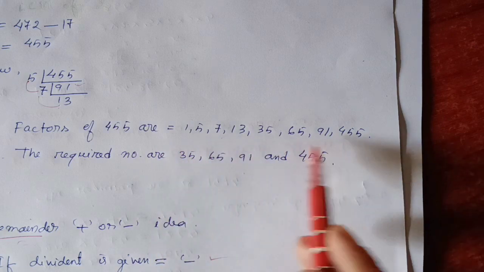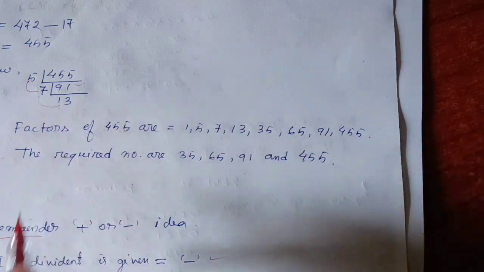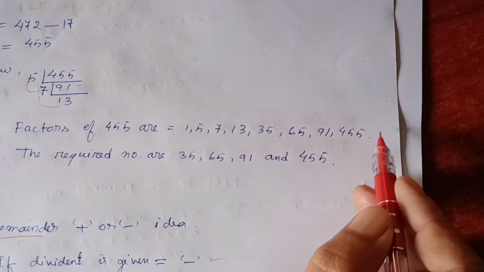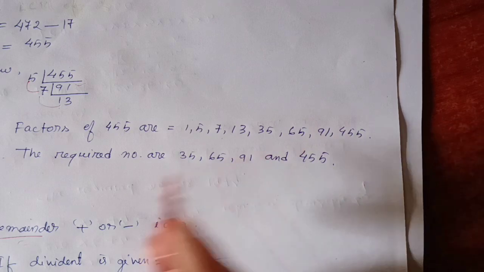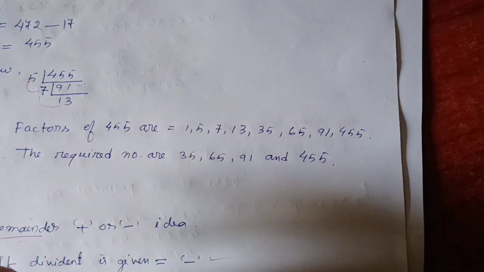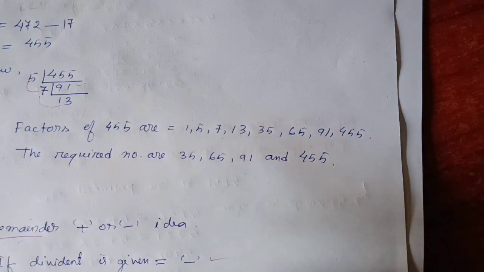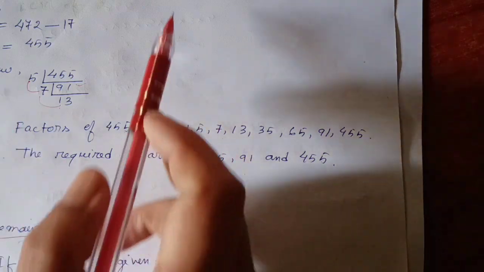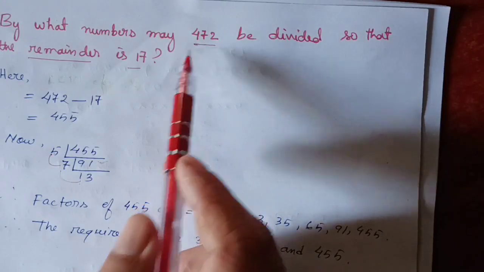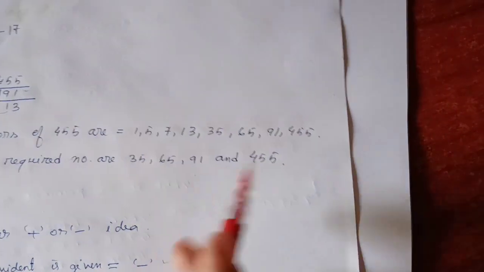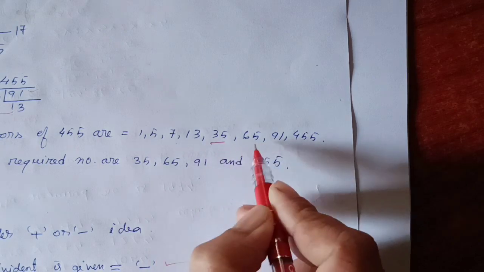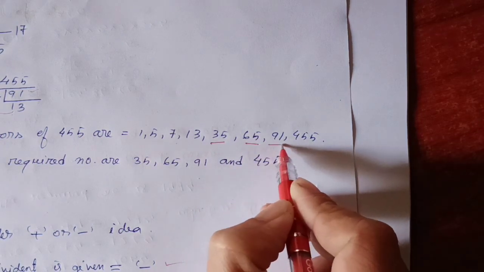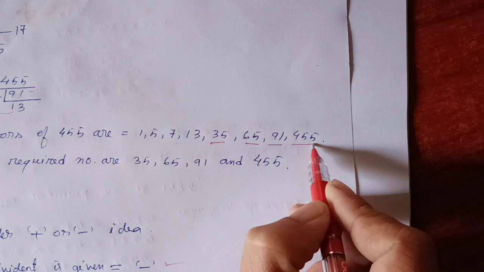Now we take the prime factorization. After that, we write down the factors by looking at the prime factorization. Now the only remaining thing is that we should find the required number. So what are the required divisors? When we divide 472 by them, we should get the remainder as 17. So the required numbers are 35, 65, 91, and 455.